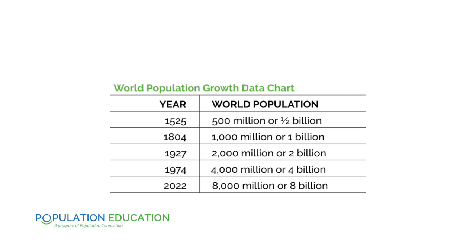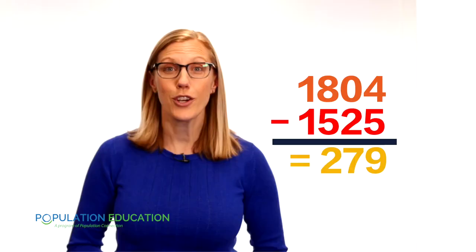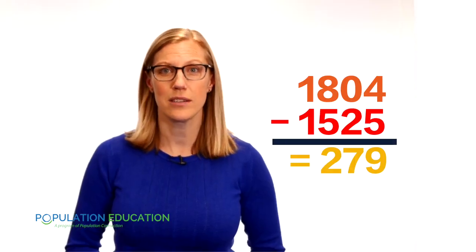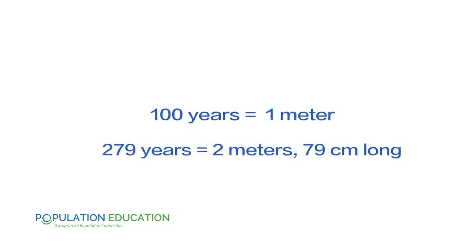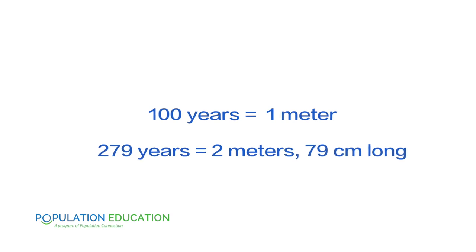Students will first determine how many years it took for the population to double, starting in 1525. Then they'll convert those years into length. For example, the population of 500 million in 1525 doubled to 1 billion in 1804. That took 279 years. So using our scale of 100 years equals 1 meter, I calculate that this section of the timeline should be 2 meters and 79 centimeters long.